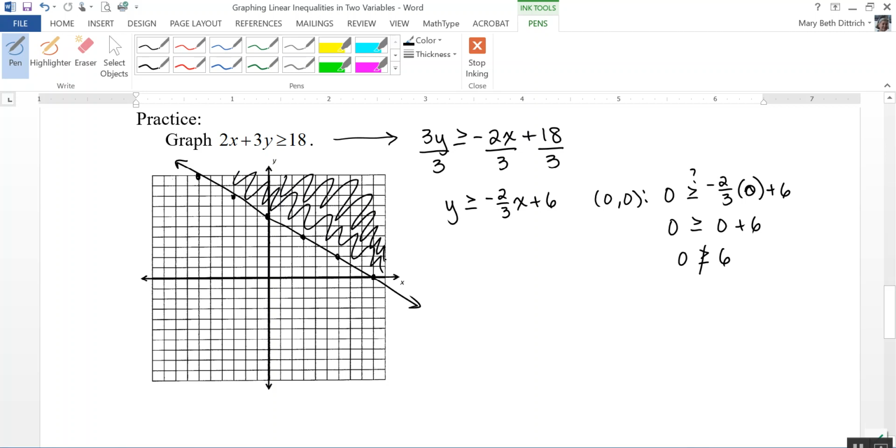All of this here. And don't forget, what that means is that every point in this shaded region, so for example, a point out here, point 10, 10, would work in that inequality. None of the points on this side of the line would work in that inequality.